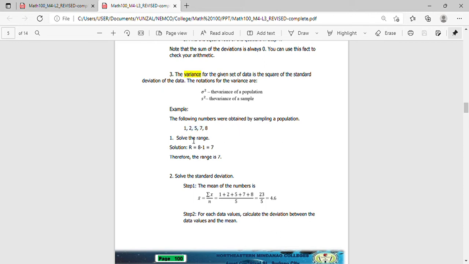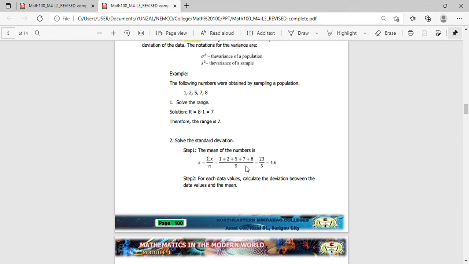Next, number 1 is, we have to solve for the range. So, solution, tanaw na to ang highest value which is 8. R is the range equals highest value minus lowest value. So 8 minus ang lowest value nato is 1. So that is equal to 7. Therefore, the range is 7. Simple for the range.